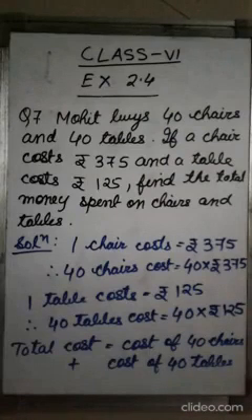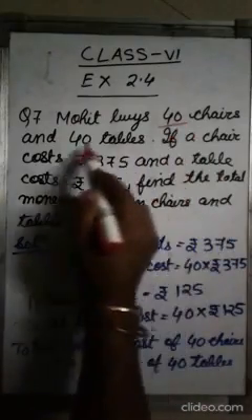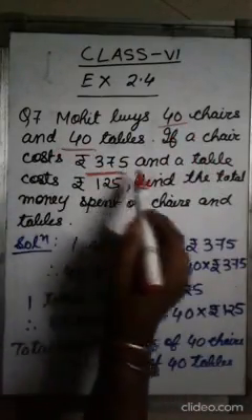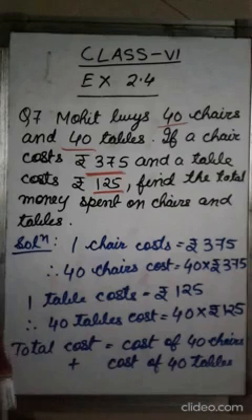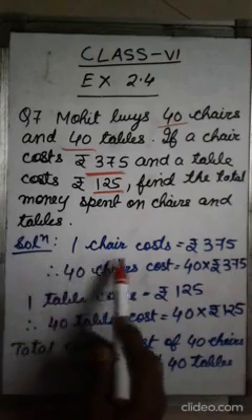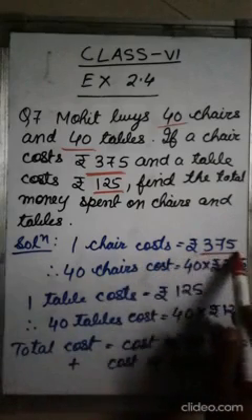The next question is question number 7. Mohit buys 40 chairs and 40 tables. If a chair costs rupees 375 and a table costs rupees 125, find the total money spent on chairs and tables. So Mohit bought 40 chairs and 40 tables. One chair costs rupees 375 and one table costs rupees 125. We have to find the total money spent on chairs and tables.